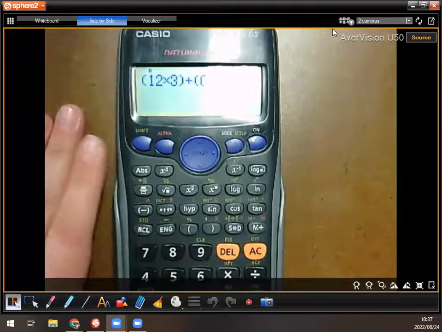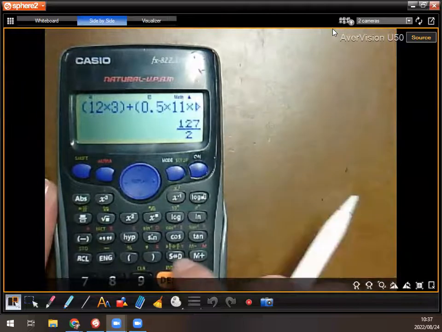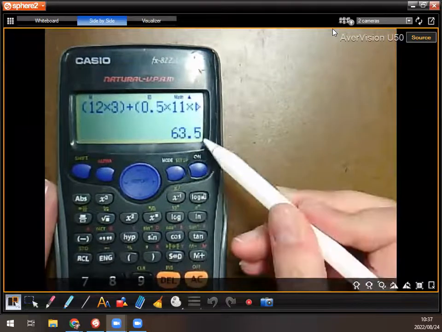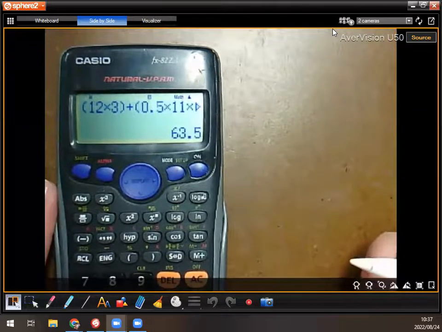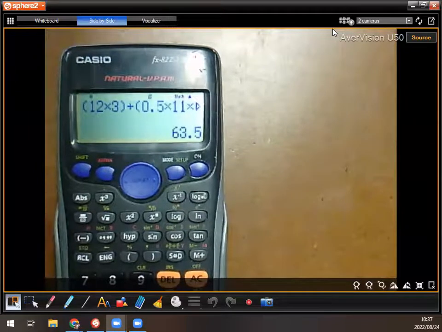Right? I think we all know that 0.5 is a half, times 11 times 5, equals 5. Yeah. 127 over 2, so you press S-D, and then you have your answer. Okay, if you weren't sure how to type that into the calculator, you don't have to type it in as two separate calculations and then add it together. You can do it all at once.